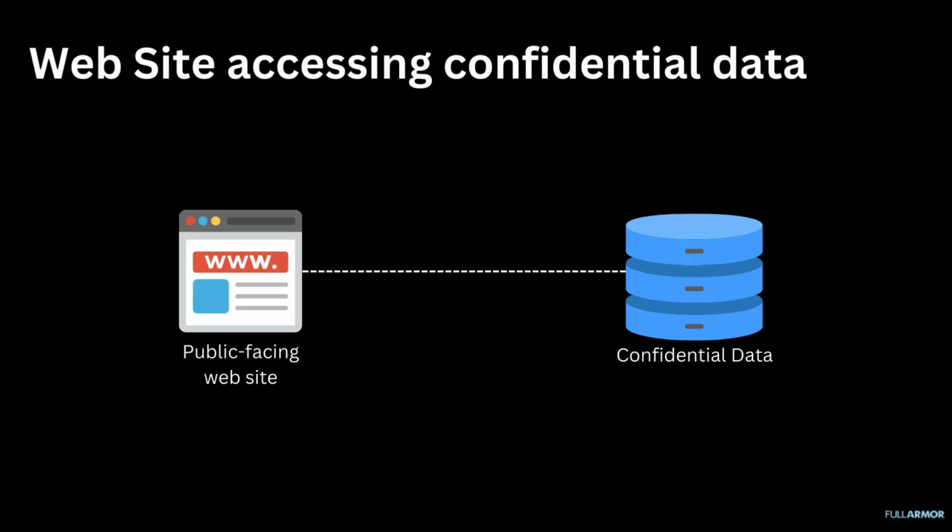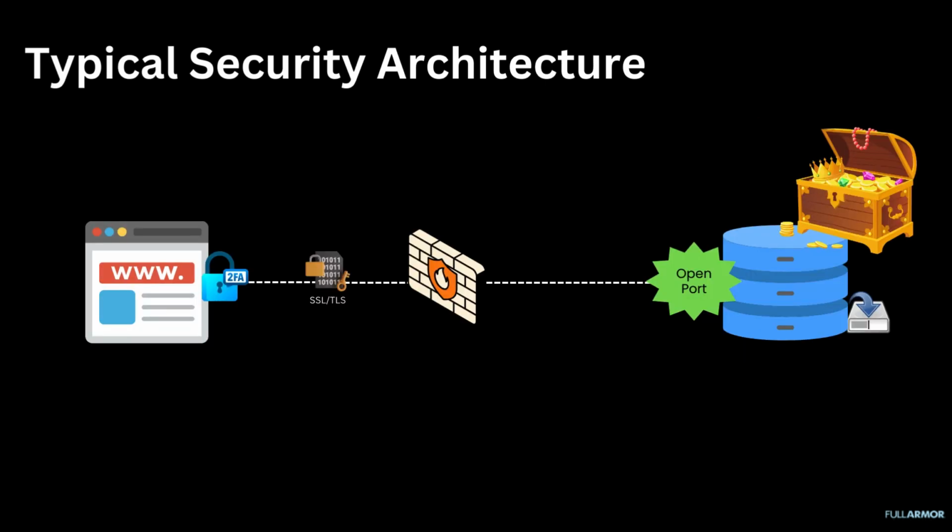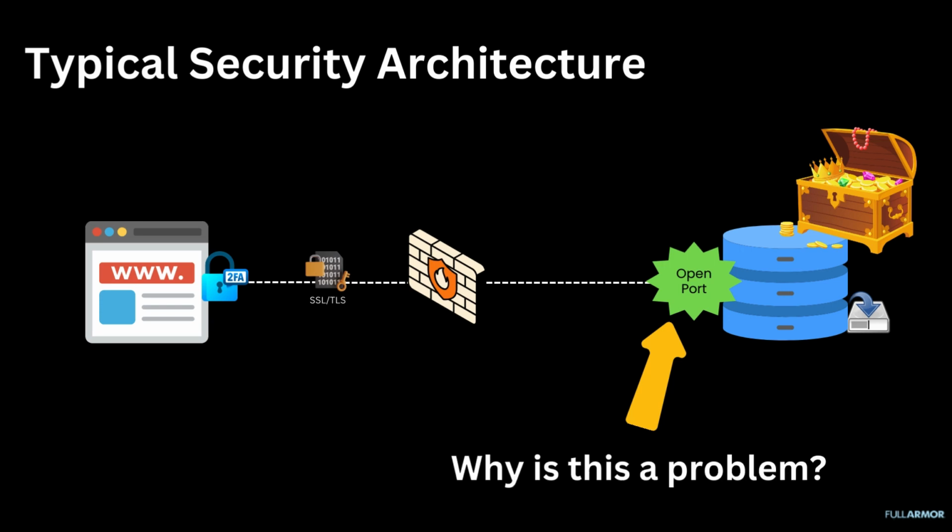To set this up, we have a public-facing website accessing confidential data. This is the gold for your organization that must be protected. Here's the typical security architecture. You've got multi-factor authentication, an encrypted SSL TLS tunnel, a firewall, and an open port to the database. This open port is a problem. Why is it a problem?